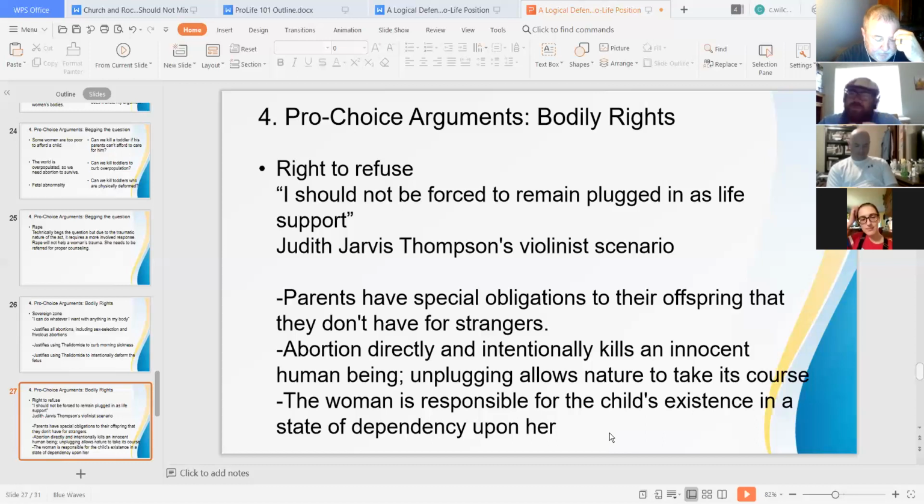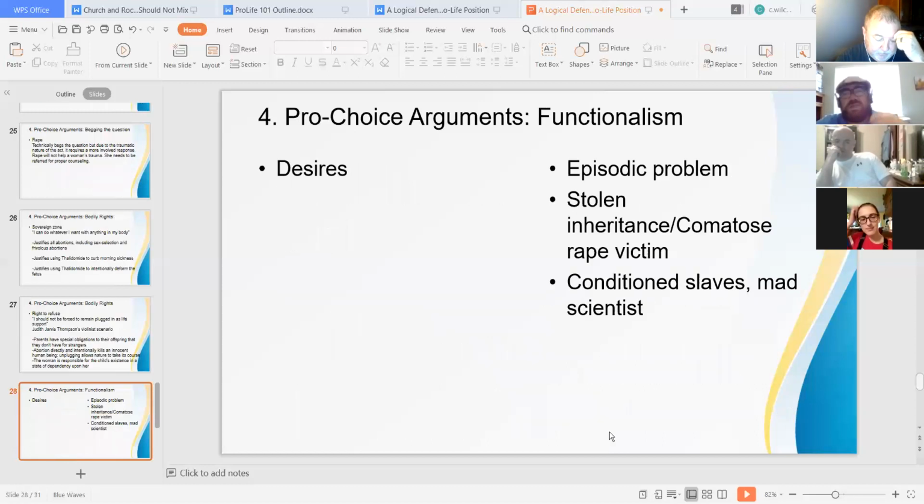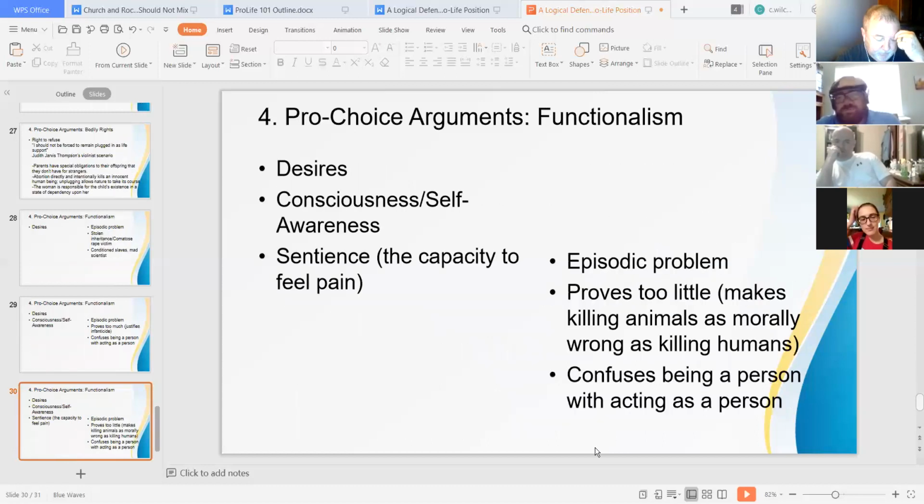So you are not responsible for the situation the violinist finds himself in. But in the vast majority of cases, the woman, and the man she has sex with, of course, is not only responsible for the existence of the child, but is also responsible for placing that child in a state of dependence upon her. So since she's responsible for that child's dependence, she is also responsible for giving that child basic care.